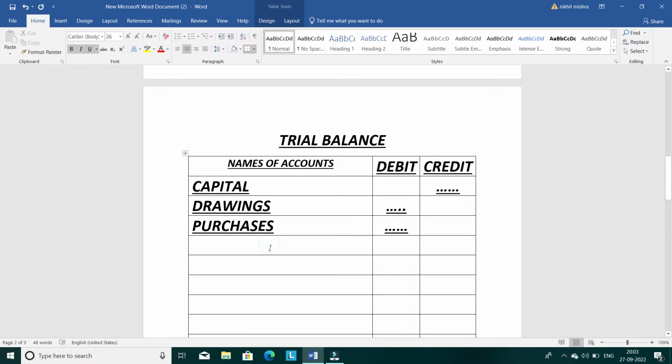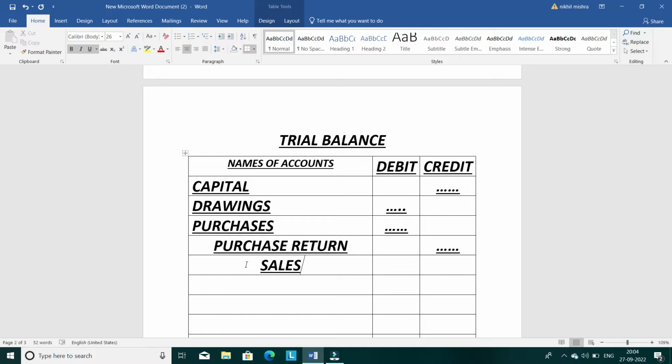The opposite of purchase is purchase return, which we also say as return outward. The purchase is debit, then purchase return will be credit. Okay, after that we are having sales.